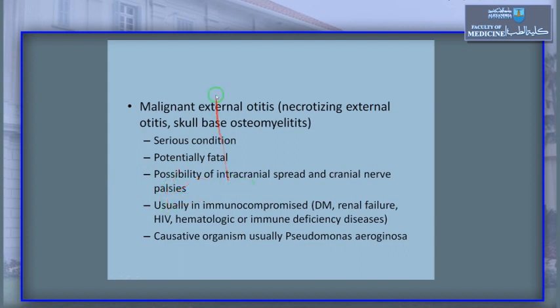It doesn't happen typically in immunocompetent patients. Typically we see it in immunocompromised patients. More commonly those with uncontrolled diabetes or with long-standing diabetes, patients with renal failure, patients with HIV infection, with hematologic malignancies or immune deficiency diseases, or patients receiving chemotherapy. All of these have limited immunity. So when they are immunocompromised, they are liable to develop such a condition. The causative organism here is usually Pseudomonas aeruginosa.